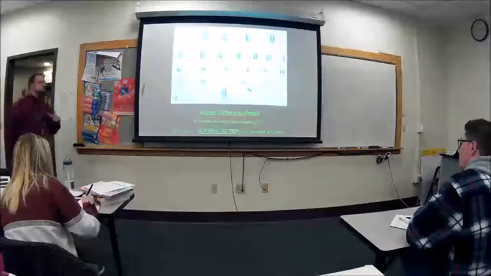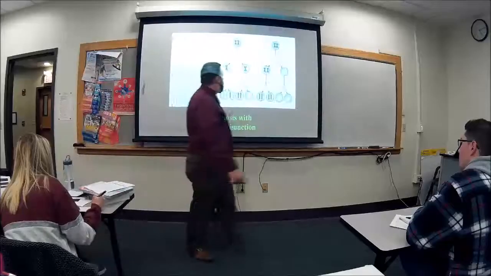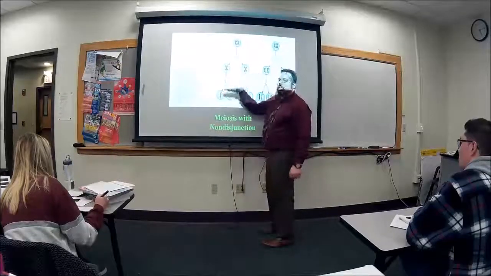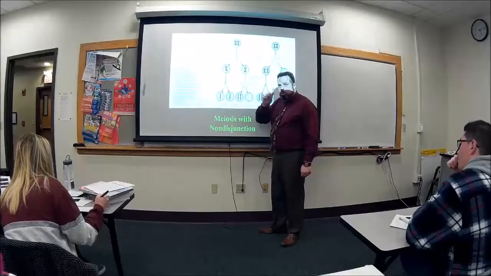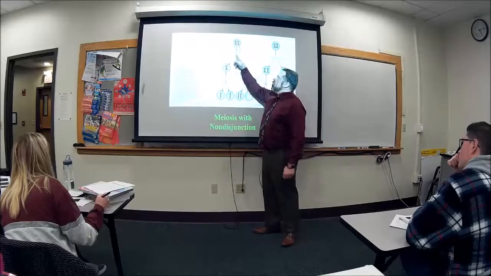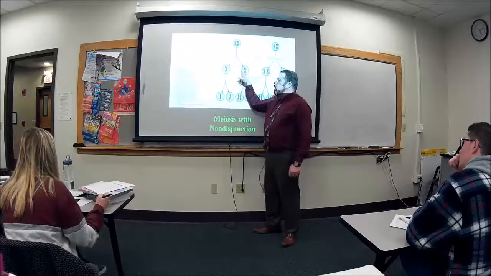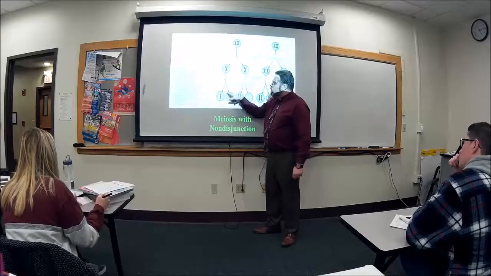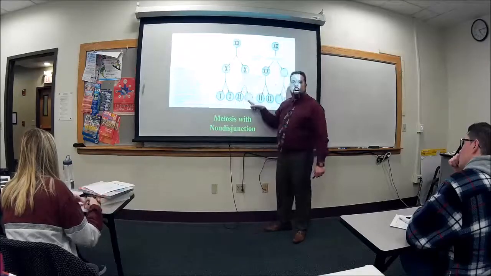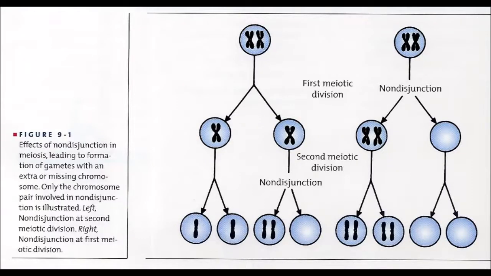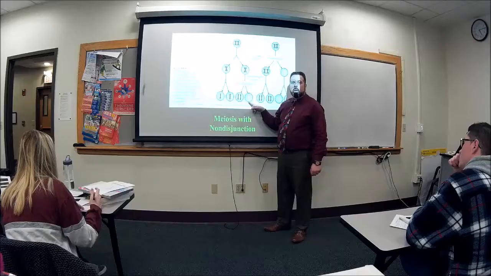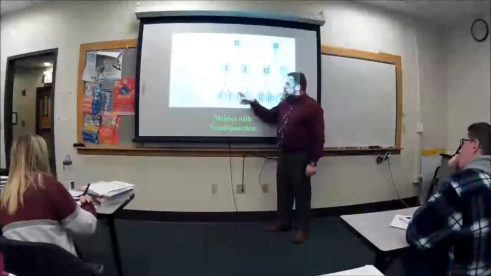The reason why this happens, if you go back to meiosis, is that we have 2 divisions in meiosis. It's called non-disjunction, what's going to happen here. The first one divides properly, but the second one, this one divides properly, but this one does not. So you got an extra pair here.